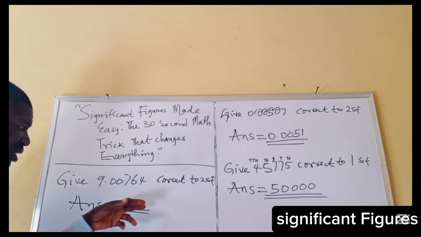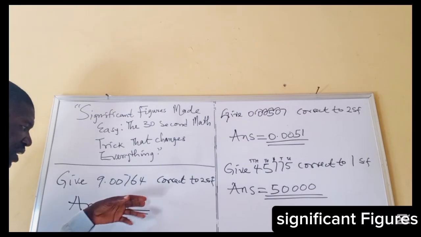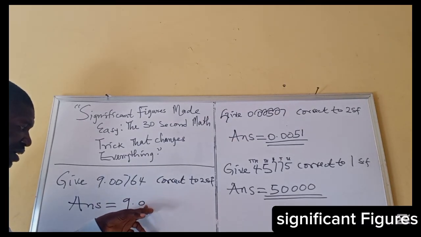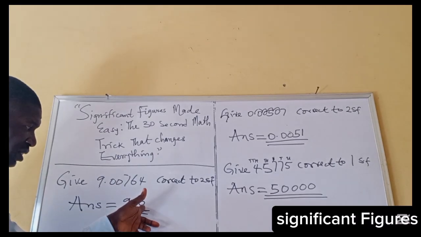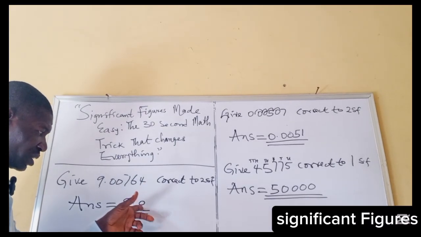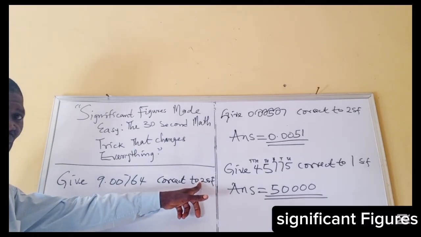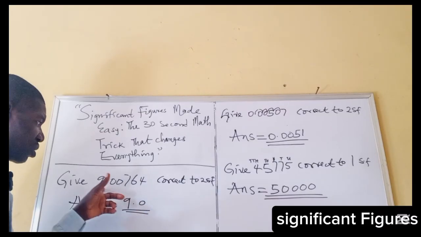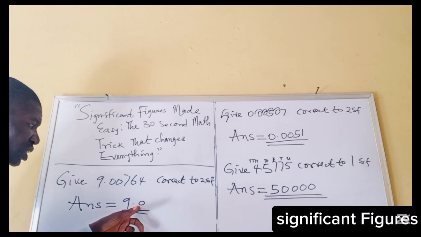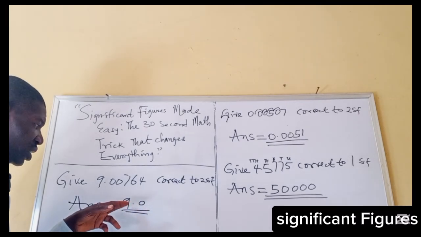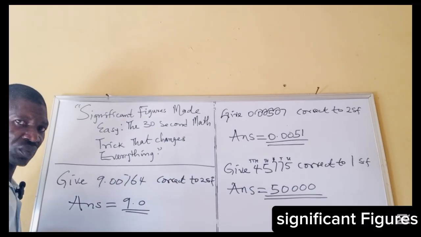Now we can see that 0 is coming after this number, as in is heading. Why does this 0 matter? It matters so that it will maintain what we are told to do. We are told to approximate it to 2 significant figure. So that is why we need to put this 0 to make it 2. This is 1, this is 2. So this is it. This is the final answer.